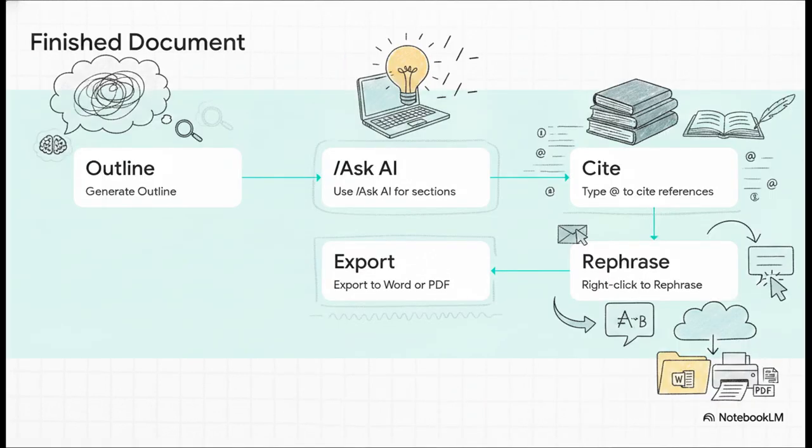Seeing how all of this fits into your actual daily routine is where the magic really happens. Going from a totally blank screen to a finished, ready-to-submit document is a completely seamless sequence. Step 1, use the AI to generate an outline so you've got a clear roadmap. Step 2, use the Ask AI command with those prompt cheat codes we talked about to flesh out the specific sections. Step 3, type that @ symbol to effortlessly drop in your Vancouver-style references as you write. Step 4, if a paragraph just isn't sounding quite right, highlight it, right-click, and have the AI rephrase it into a more formal academic tone. And finally, Step 5, export the whole beautifully formatted document right to Word or PDF. It really is that simple.